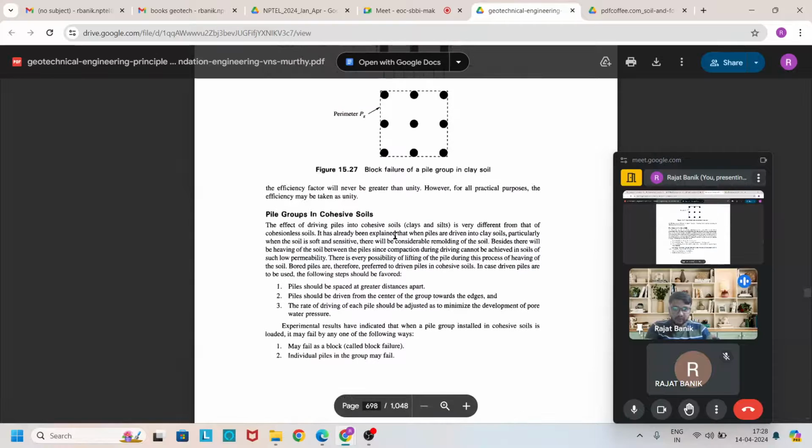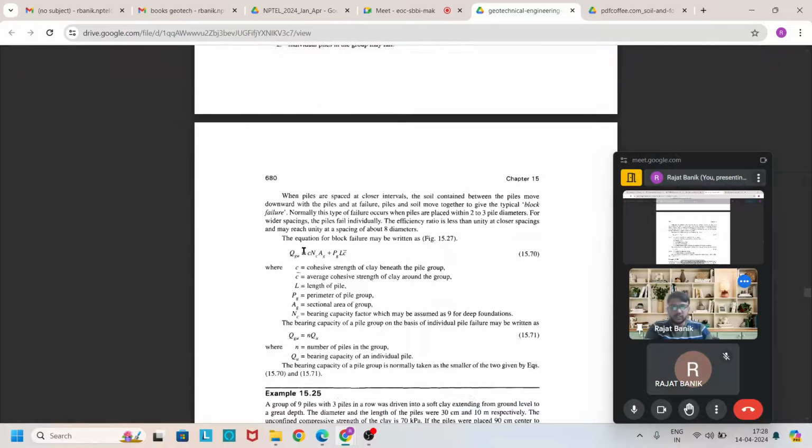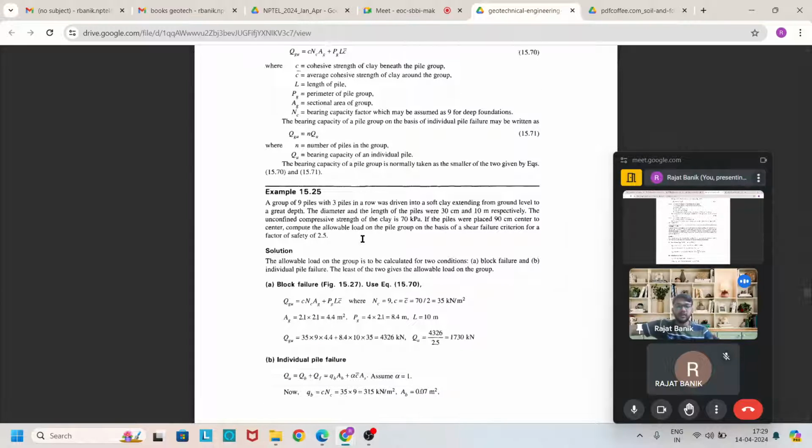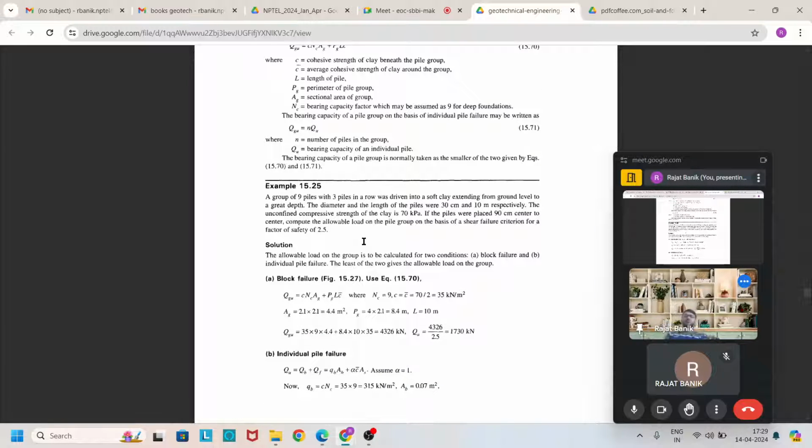So here it is given pile in cohesive soil. These are the formulas for cohesive soil: for block failure, and this is the formula for an individual pile multiplied by the number of piles. Now there is one problem given regarding this, pile group in clay. So I am just discussing this formula, which is very important for your exam problem.